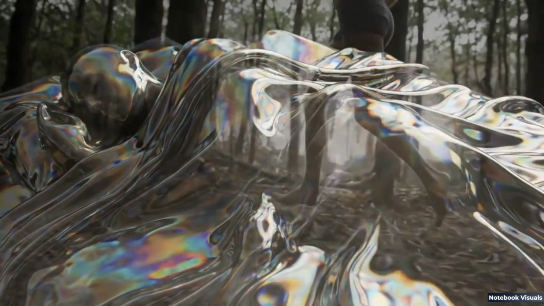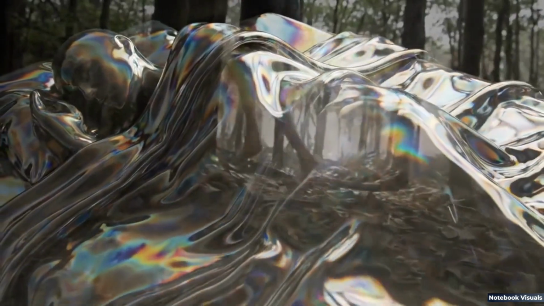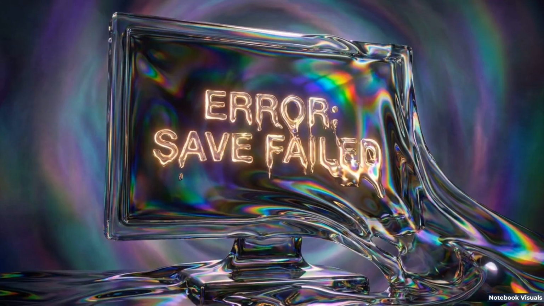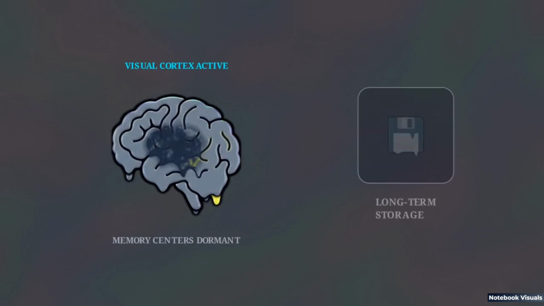This requires massive amounts of biological energy to construct, yet the brain abandons these environments almost as soon as they are built. In this state, the brain acts as a reality simulator that lacks a functioning hard drive to store its own creations. This cross-section shows the biological mechanism. While the visual cortex is active, the memory centers are powered down. The brain generates complex stories, but the save button is inactive.